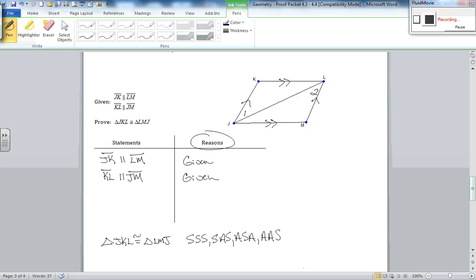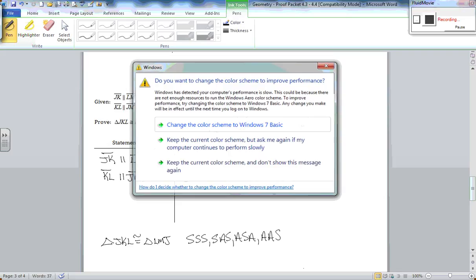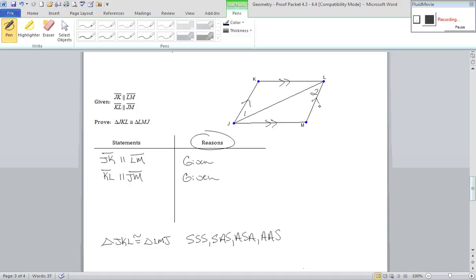If you look, these are alternate interior angles on parallel lines. For example, angle 1, one of the sides is line JK, which is parallel to line LM using this transversal. Parallel line, transversal, other parallel line, and transversal. These alternate interior angles on parallel lines have to be congruent. So angle 1 is congruent to angle 2 by the alternate interior angles theorem.